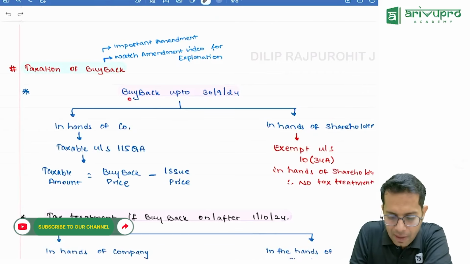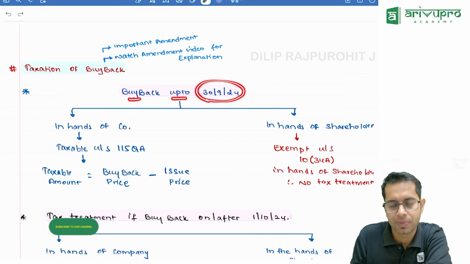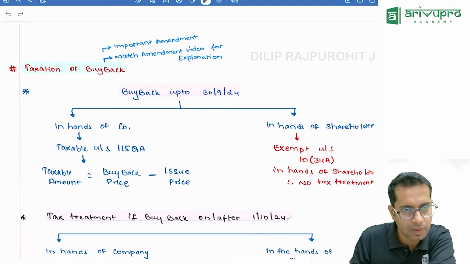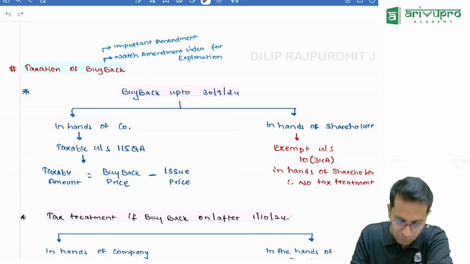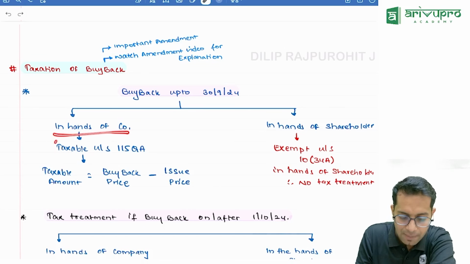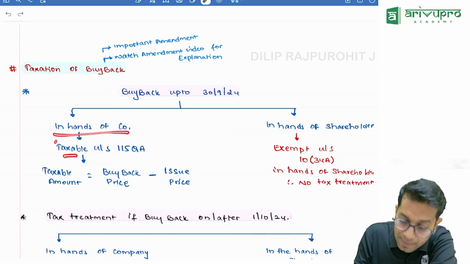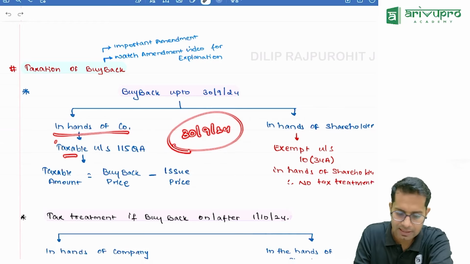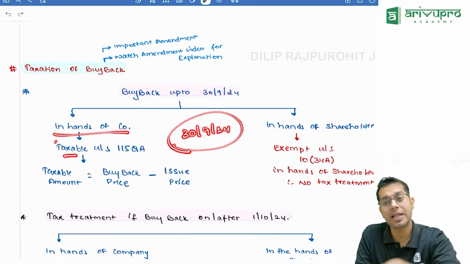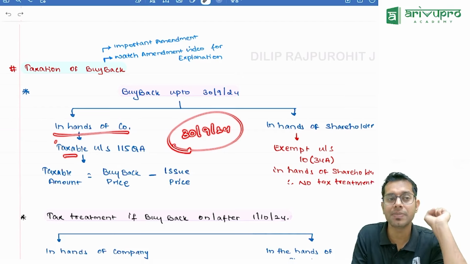Now, if the buyback is happening before 1st of October, which is nothing but up to 30th September 2024, then in the hands of company it was taxable. If the buyback is happening before what date, sir? On or before 30th September, then it was taxable in the hands of company. Why? Because company is buying it back.